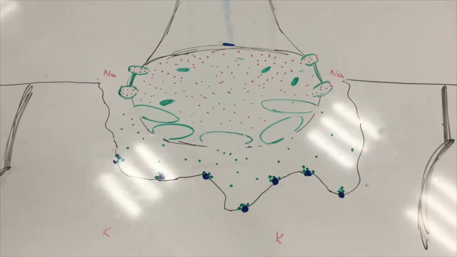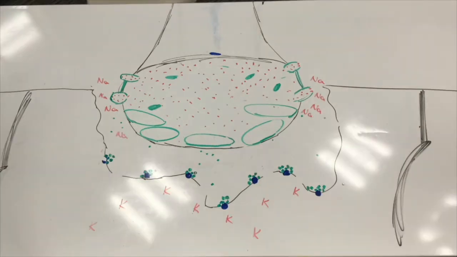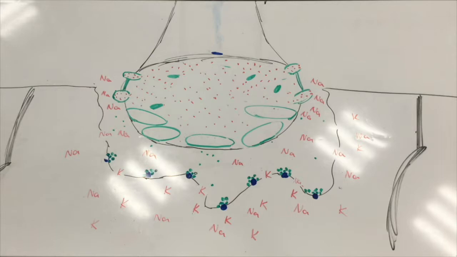This binding opens the ion gates and causes sodium ions and potassium ions to diffuse into and out of the motor end plate. The sodium ions have a higher concentration in the synaptic cleft and therefore diffuse into the motor end plate, while the potassium ions diffuse out of the motor end plate and into the synaptic cleft.